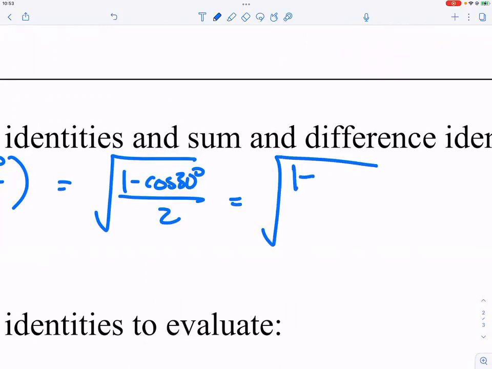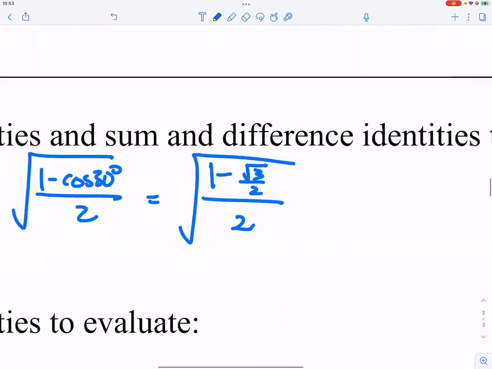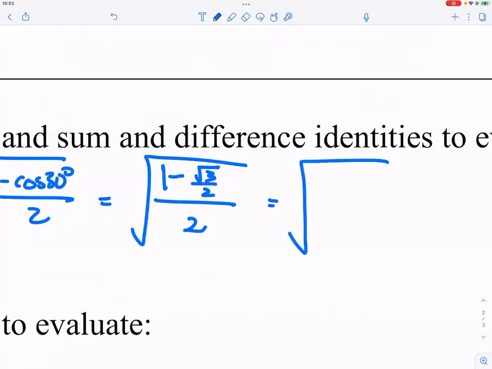So cosine 30 degrees is root 3 over 2, all over 2. So that gives you 1 minus root 3 over 2, all over 2. Now, when you create your complex fraction, make sure you be a little bit artistic in drawing these fraction lines. Make sure one is longer than the other so that you know which one's the bigger fraction and which one's the smaller fraction. Yes. Common denominator.